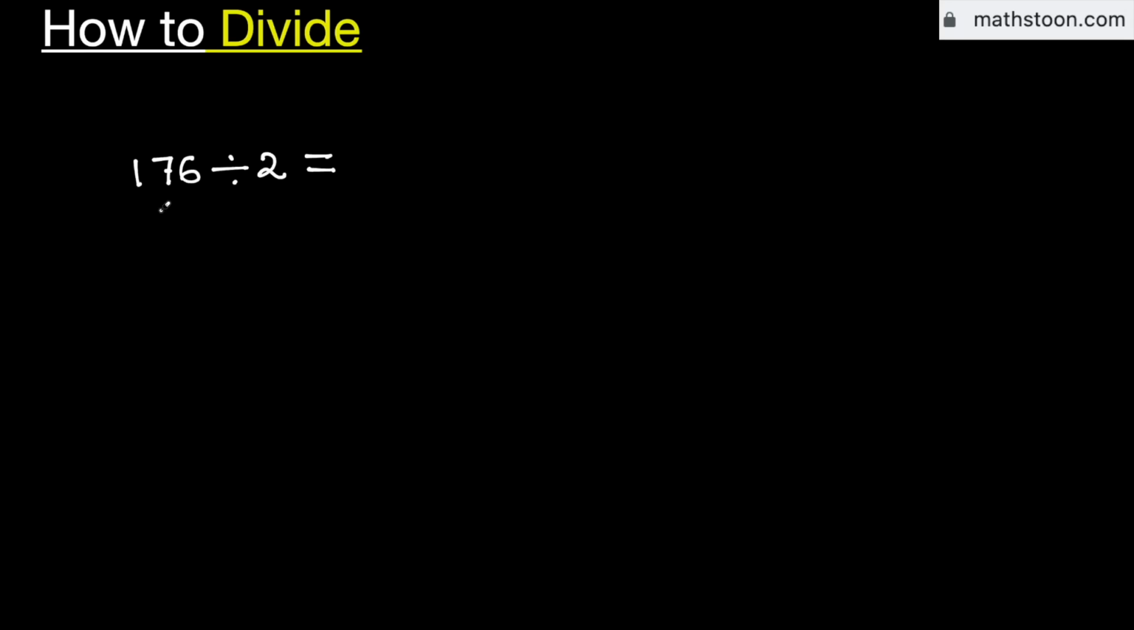Let's learn how do we divide the number 176 by 2 using the long division method. See that 1 is less than 2, so we will consider the number 17. We know that 2 times 8 is equal to 16. Subtract, we get 1. Now this 1 is less than 2, so we will bring down this adjacent 6 here.